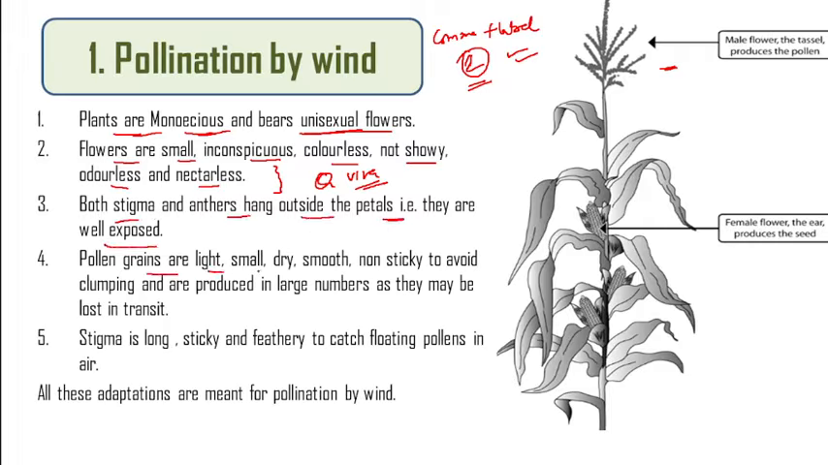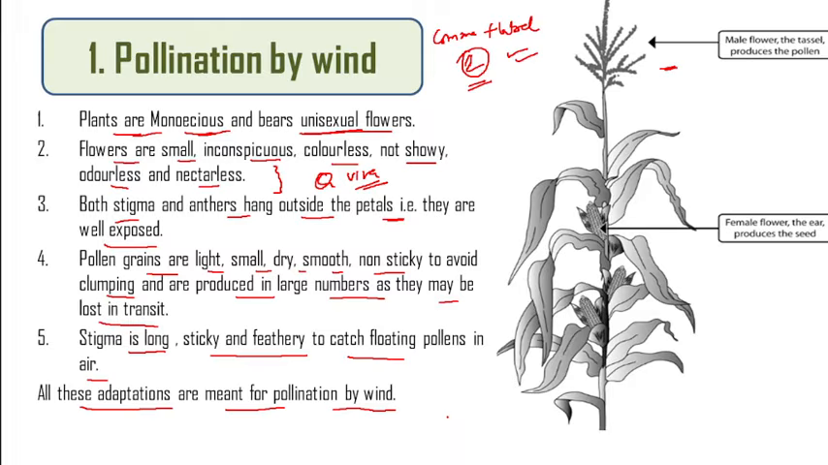Pollen grains are light, small, dry, smooth, non-sticky to avoid clumping, and are produced in large numbers as they may be lost in transit. Stigma is long, sticky and feathery to catch floating pollen in air. And these are the adaptations that are meant for pollination by wind.